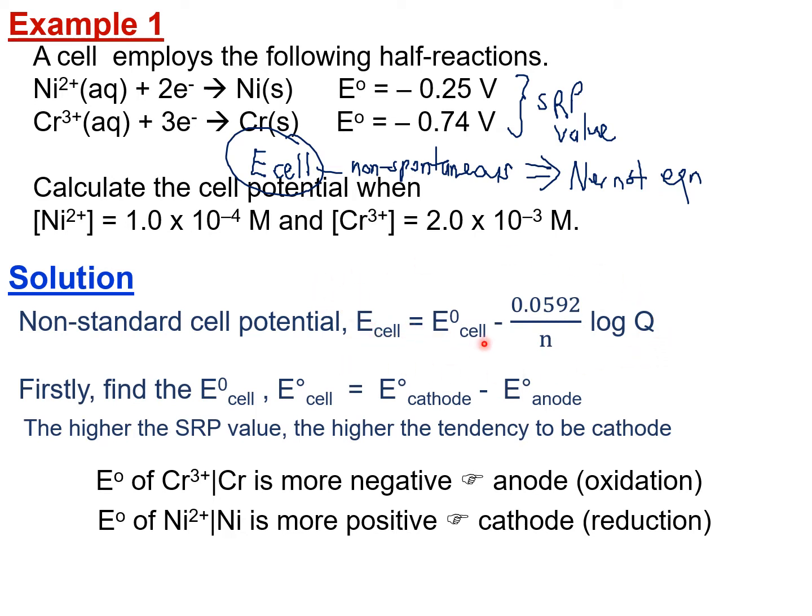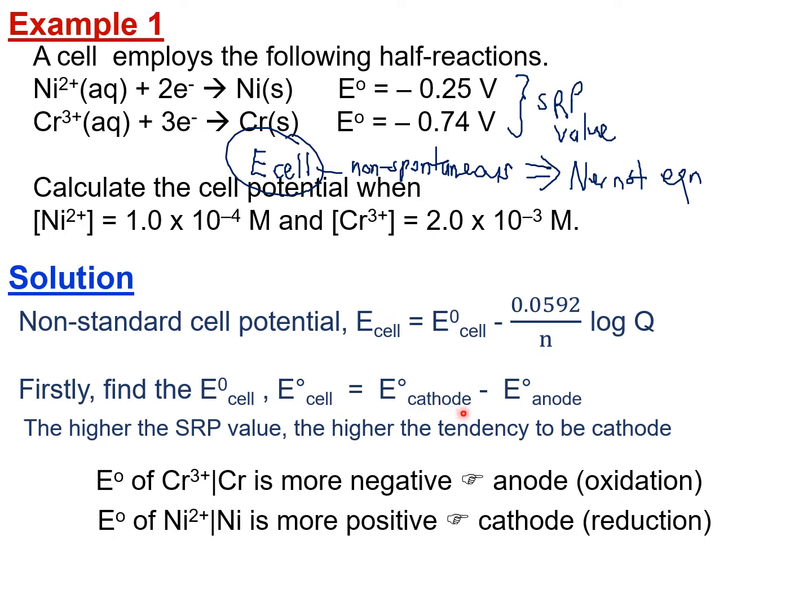Okay, sekarang ni macam mana kita nak cari E0 cell? E0 cell ni ialah standard cell potential. Okay, how can we find this out? We can find this out through this equation that we have learned in subtopic 3.1, di mana standard cell potential is equals to half cell potential standard at cathode minus dengan half cell potential standard at anode. Okay.